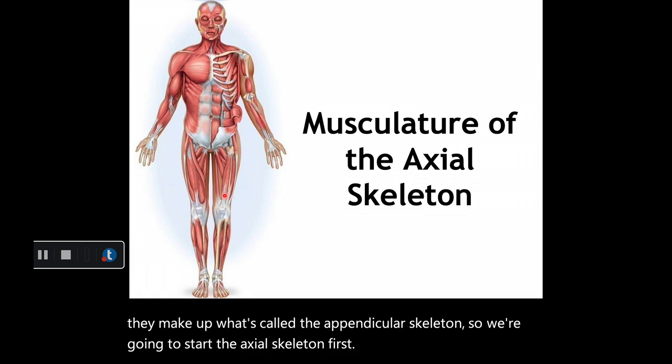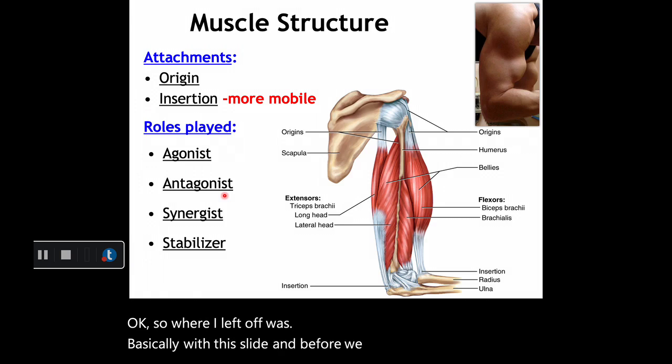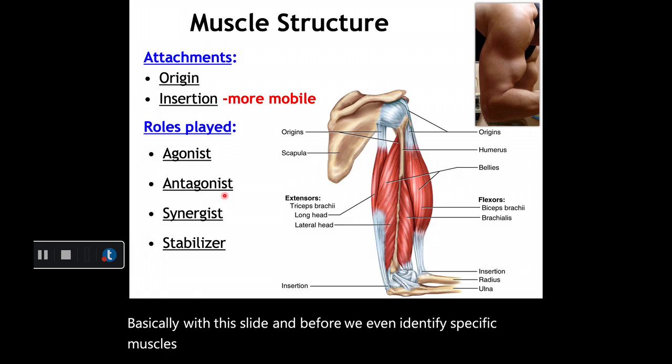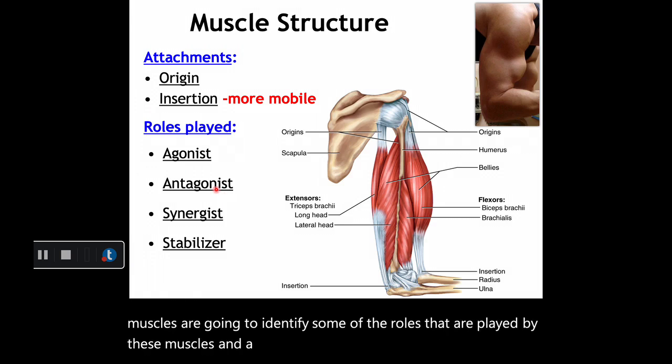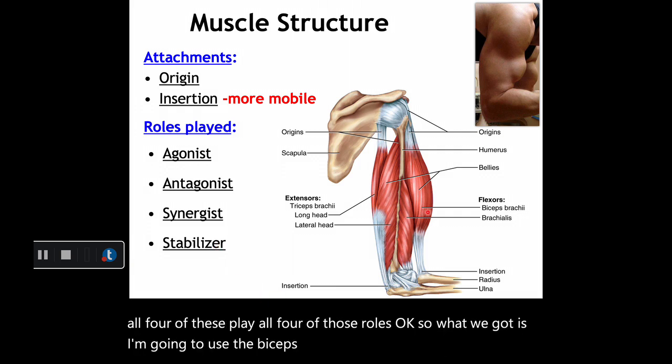Okay, so where I left off was basically with this slide, and before we even identify specific muscles, I'm going to identify some of the roles that are played by these muscles. And a given muscle can act, some of them can act as all four of these and play all four of those roles. Okay, so we're going to use the biceps brachii as a good example here.